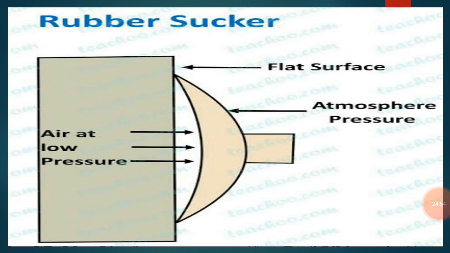In order to pull away that fixed rubber sucker from the surface, we will have to apply a force which is large enough to overcome the atmospheric pressure. If you want to pull away that rubber sucker from that surface, you have to apply a force much larger than the atmospheric pressure which is holding it onto the surface.